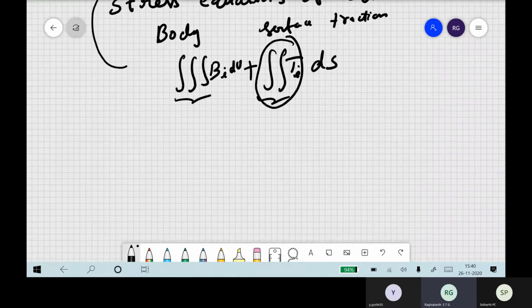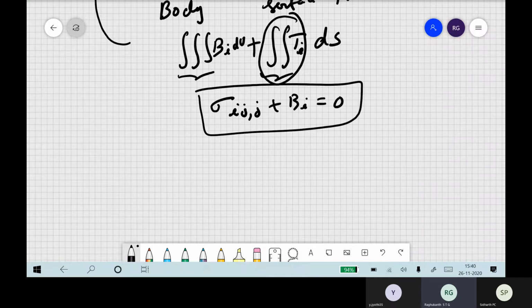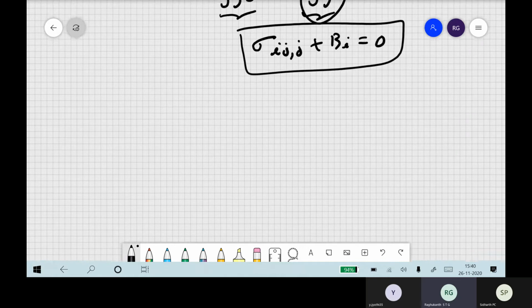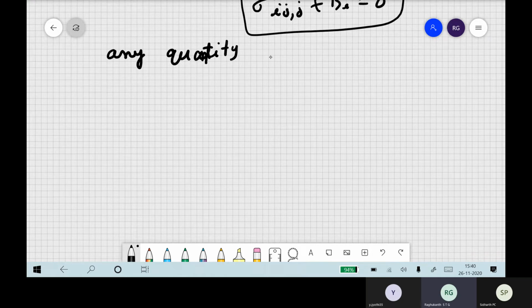So this is converted into the complete volume integral, and finally you get, you remember, sigma ij comma j plus bi is equal to 0. Okay, so this is how you use our Gauss divergence theorem. So this Gauss divergence theorem essentially relates a volume integral to a surface integral. So if you have any quantity, it may be a vector or it may be a tensor.